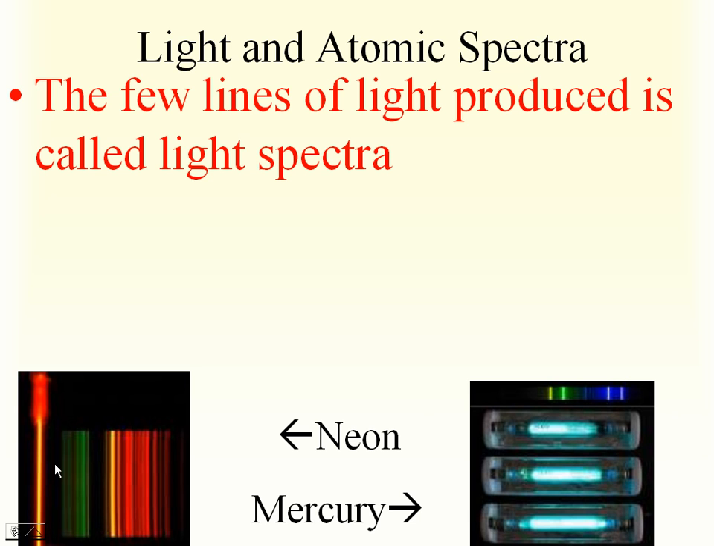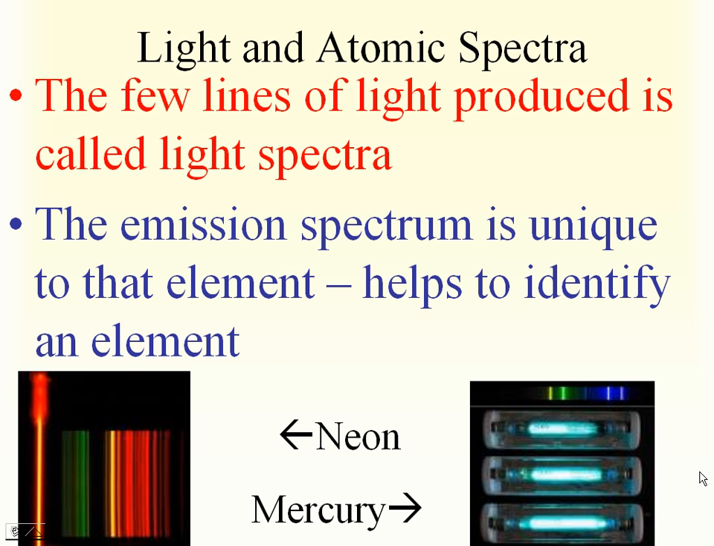So here again is the neon. Here again is the mercury at the top. This is the light as the electricity goes through the gas. Quite similar to that of a neon light. The emission spectrum is unique to that element. Helps to identify an element.